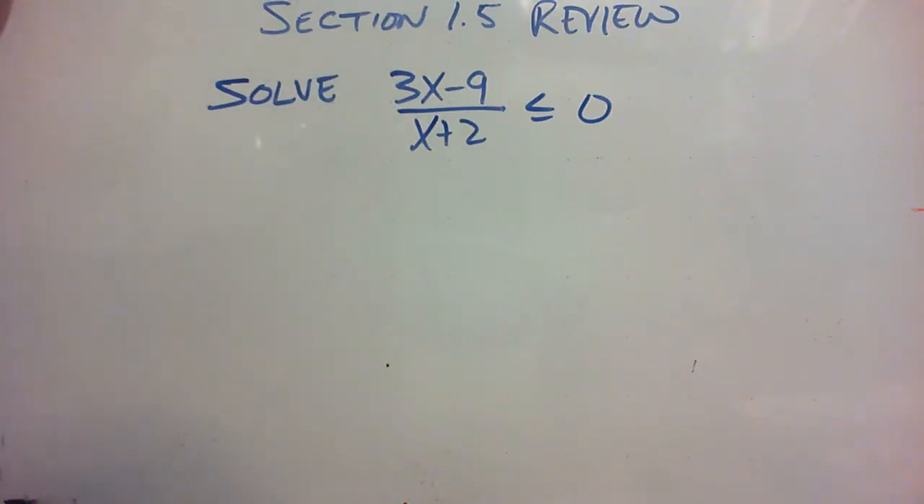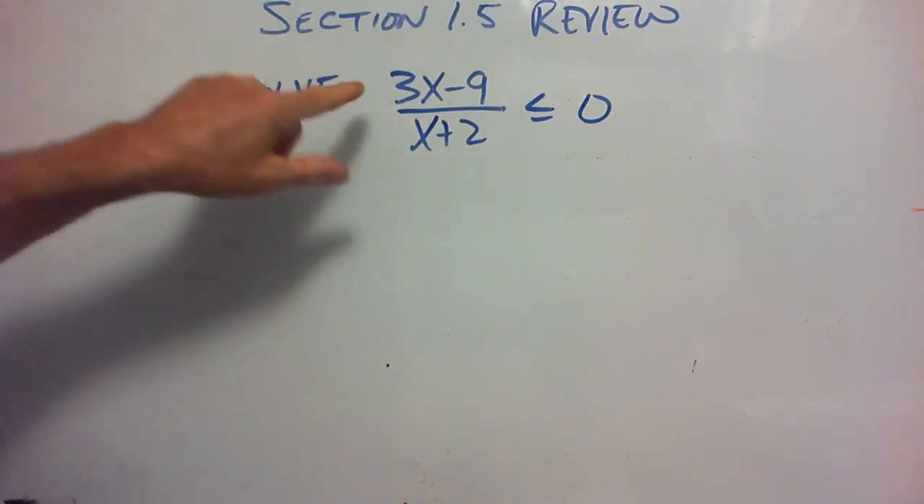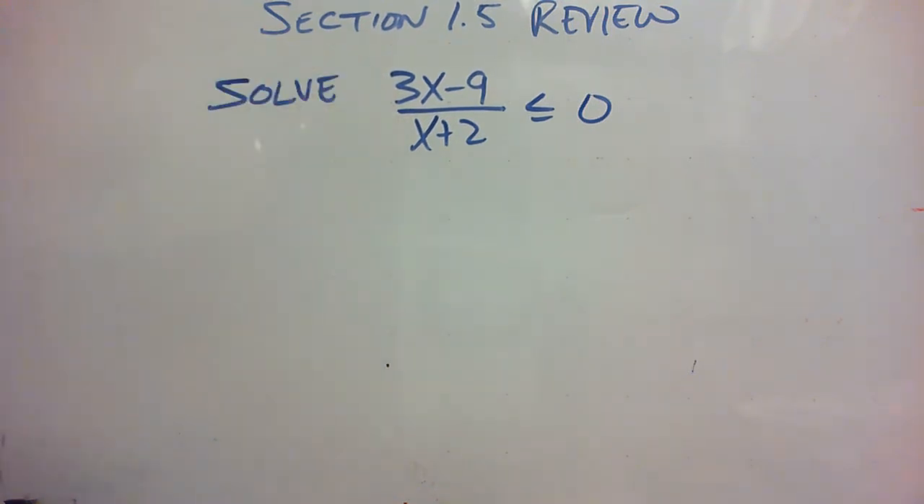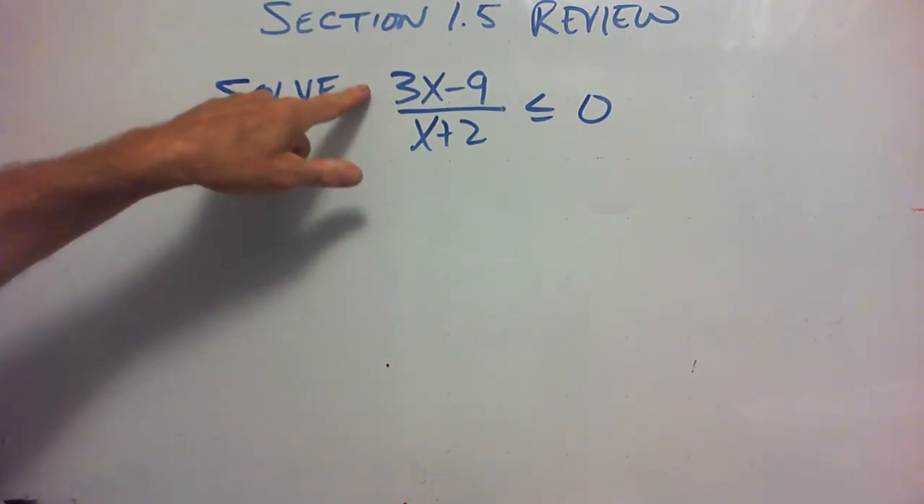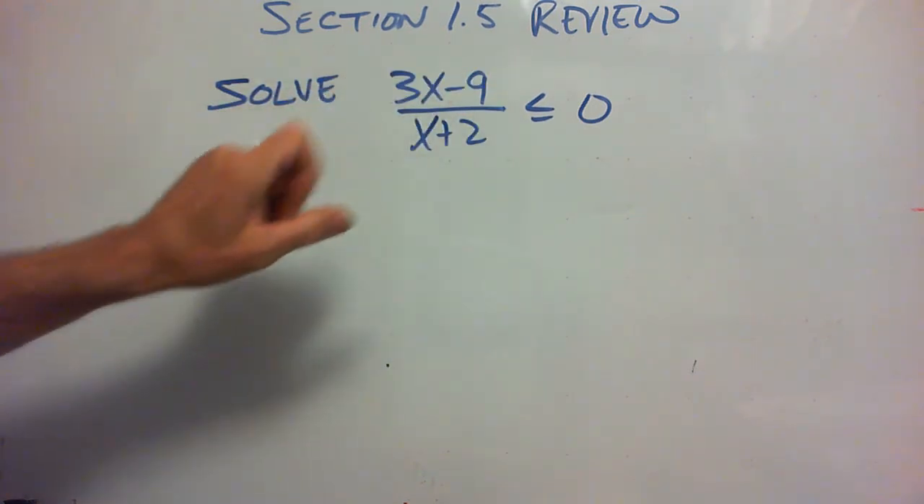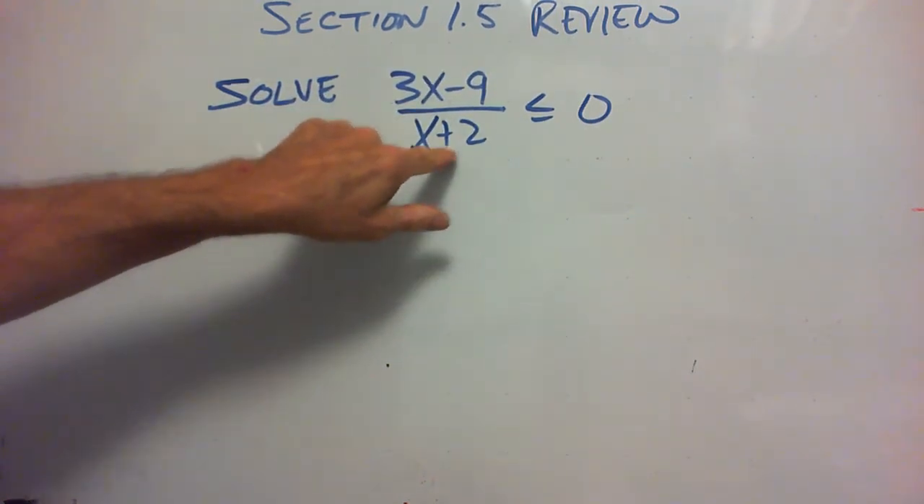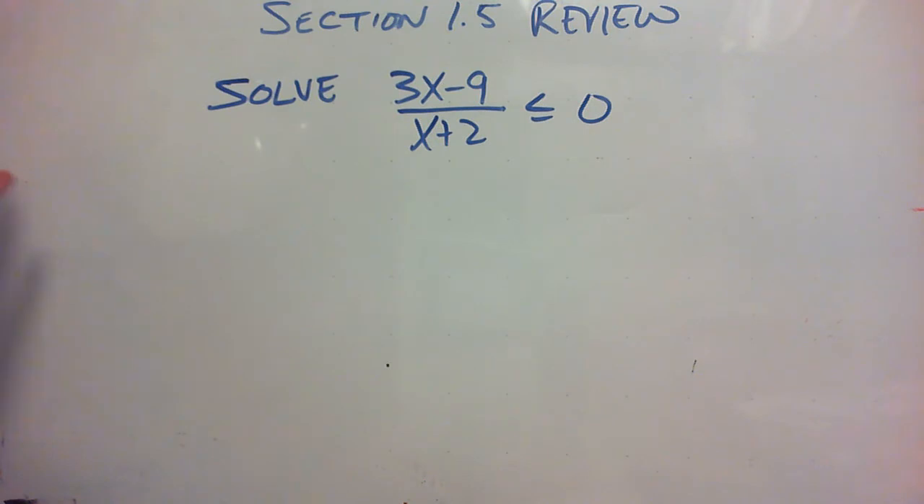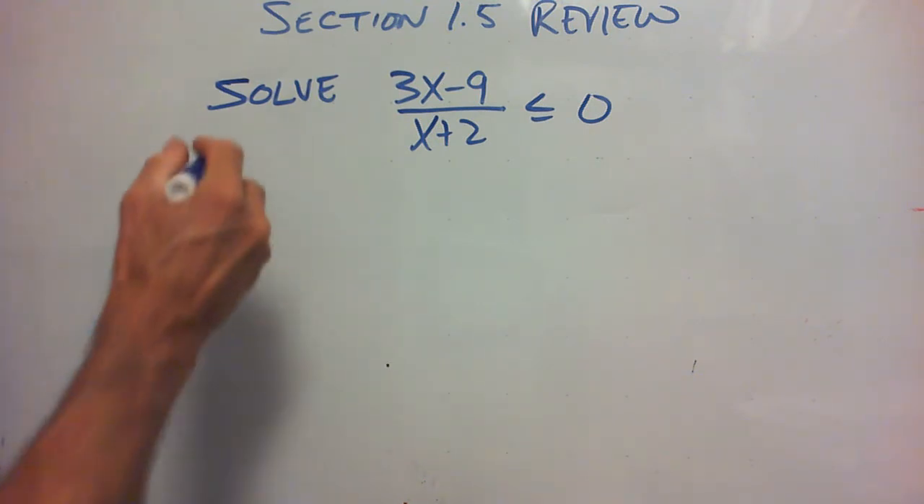Okay, our next inequality is a rational inequality. It's a ratio of two algebraic expressions. We will solve this like the polynomial inequality we just did, except here to find the critical values, you let the numerator equal 0 and you let the denominator equal 0. And whatever those solutions are, those are your critical values.